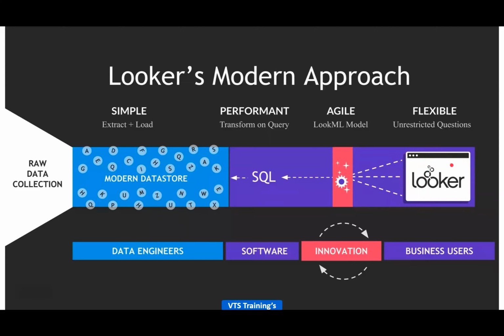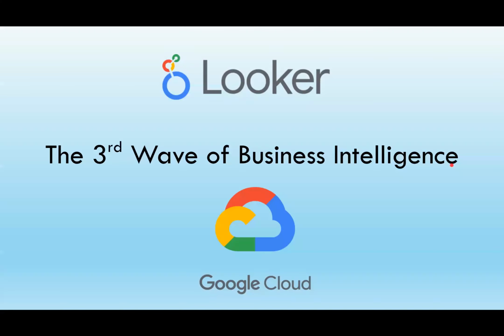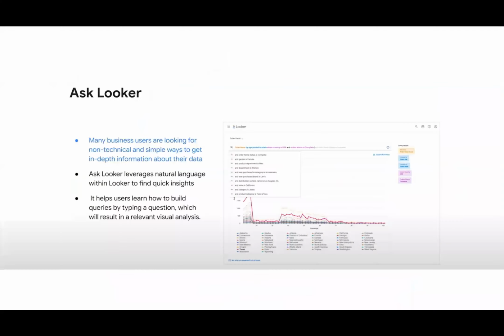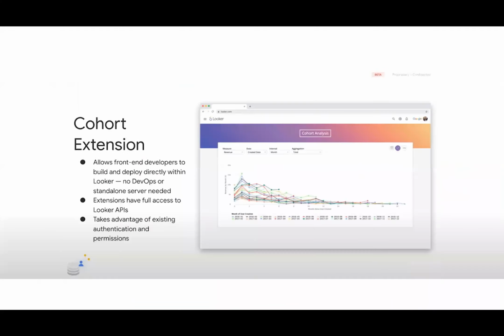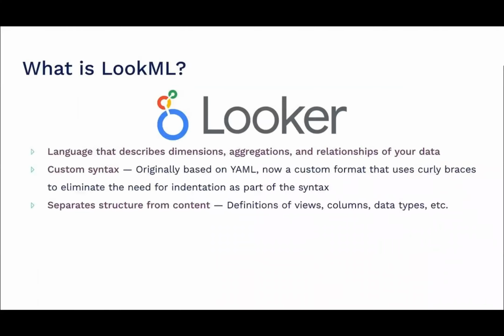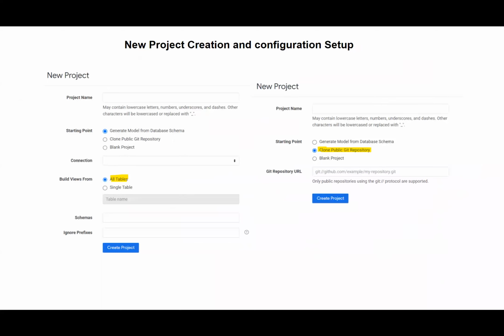Once you connect to the data, you will get three options. The options appear while creating the project, which will be taken care of by your administrator, so you don't need to worry. See, one is to generate the model from the database schema. Whatever the model is, it will generate it from the database schema.